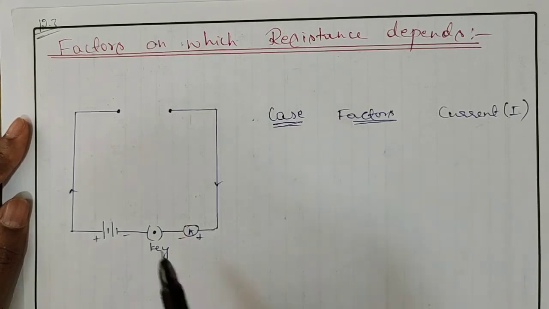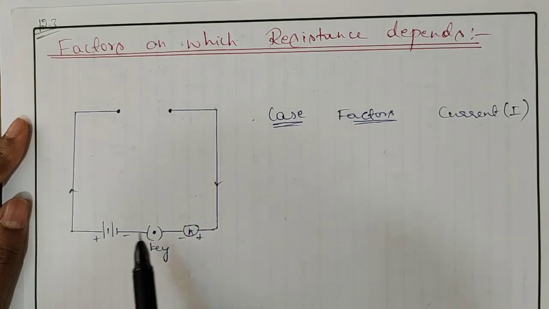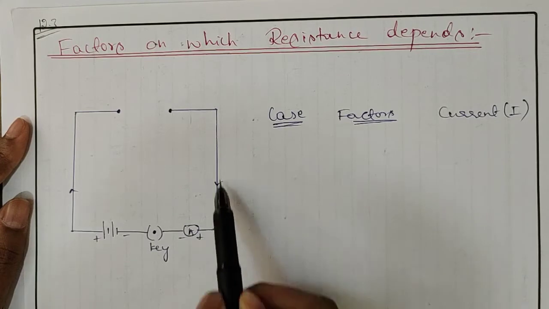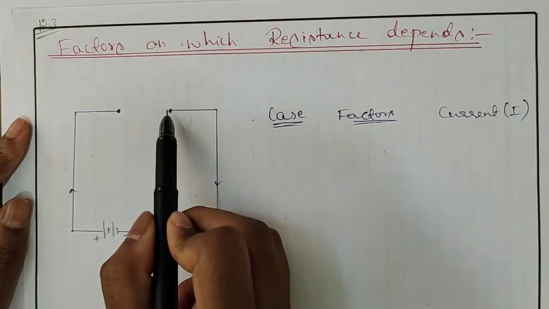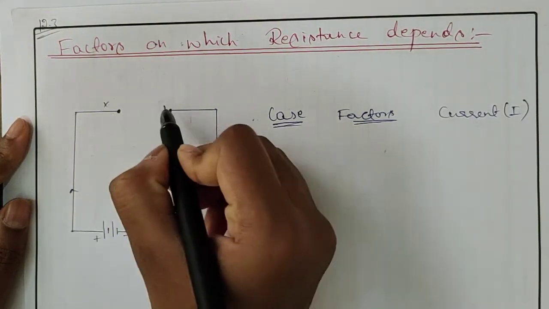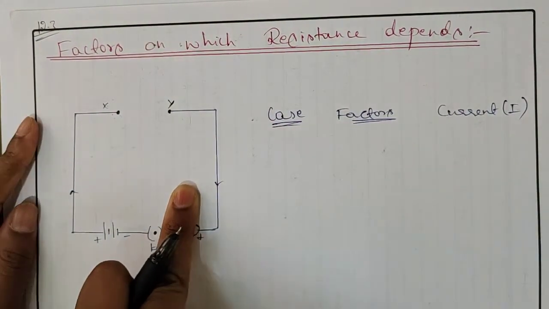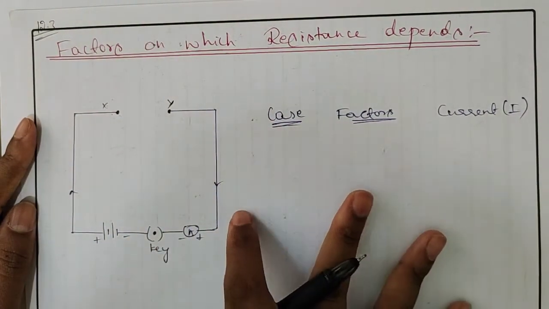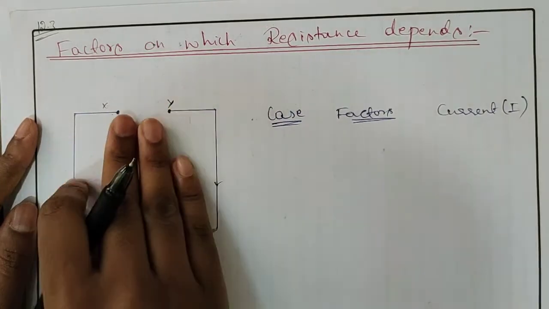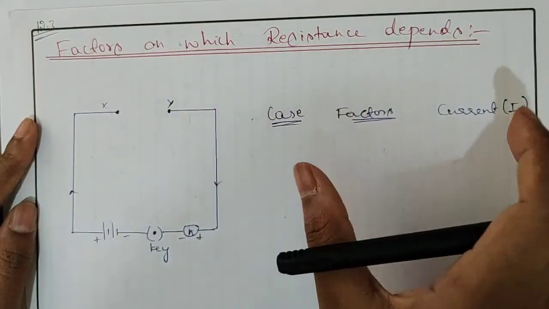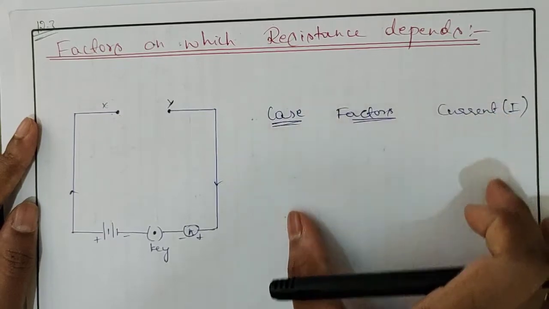Look at the circuit. We have a battery, a key and a meter, and here we have two terminals. If you want, we can name them X and Y, or I can just leave it as it is. So here I have a circuit diagram. Whenever we are conducting an experiment in physics, we should have one diagram, and in chemistry also, we should have one tabular column.